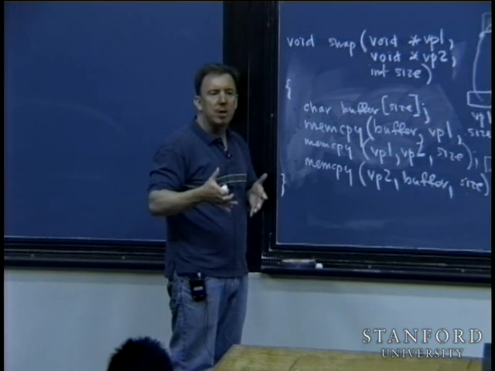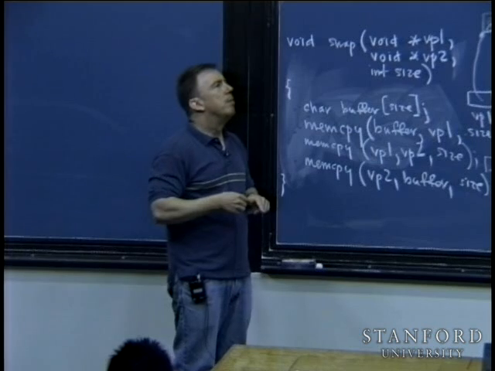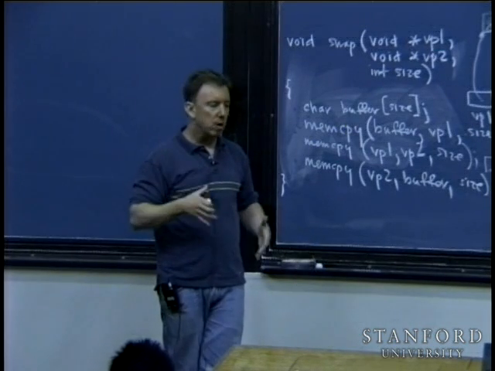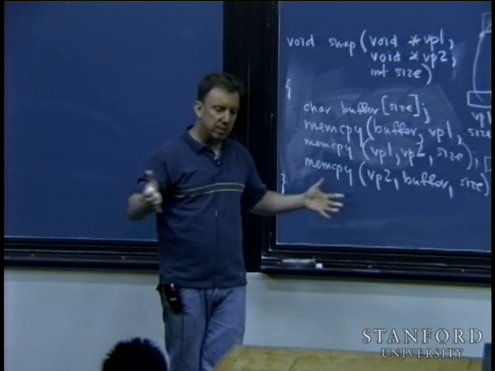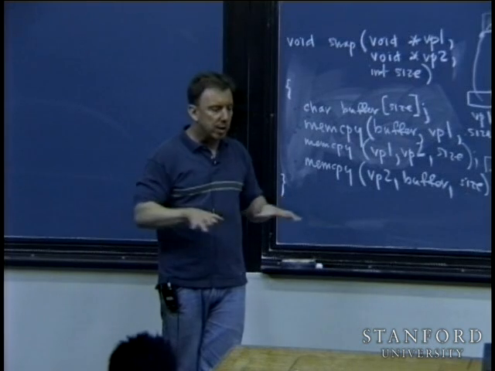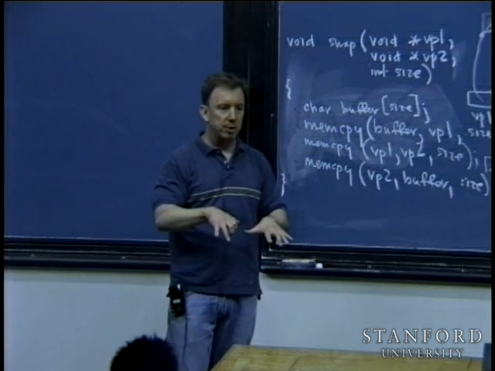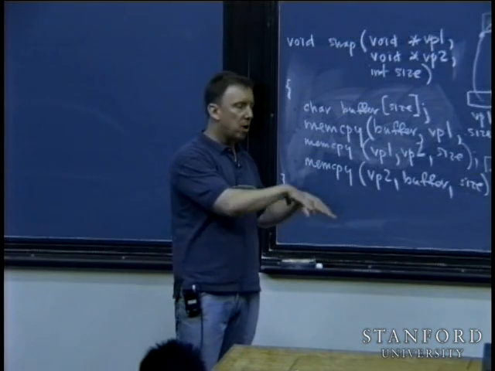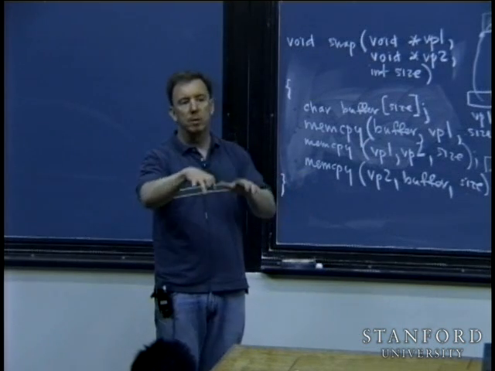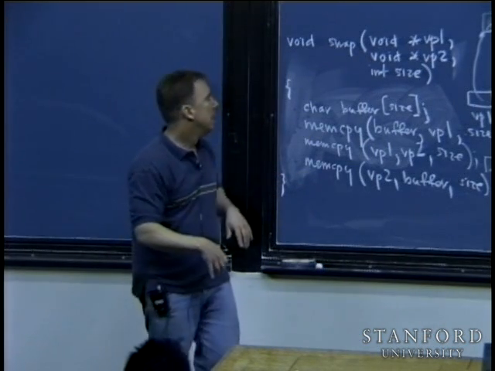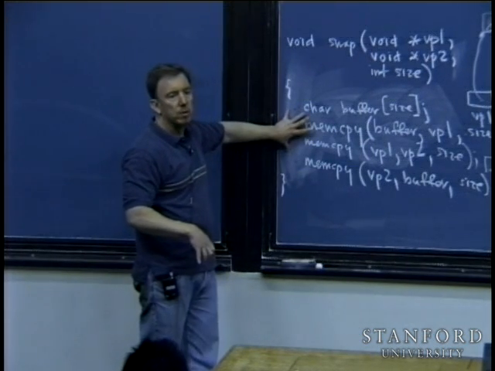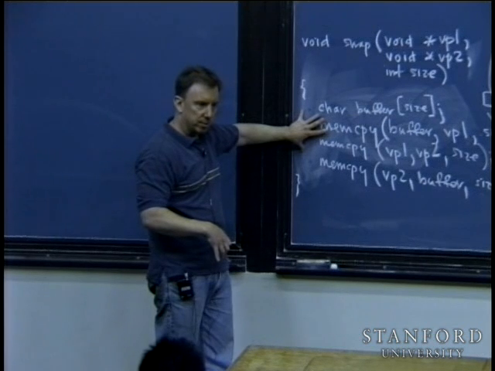That's not a tragedy if you're only calling swap twice, but if you call swap in a very large code base, you call swap 50 different ways with 50 different data types, you get 50 copies of the same code in your executable. One set up to deal with chars, one set up to deal with shorts, one set up to deal with ints, etc.